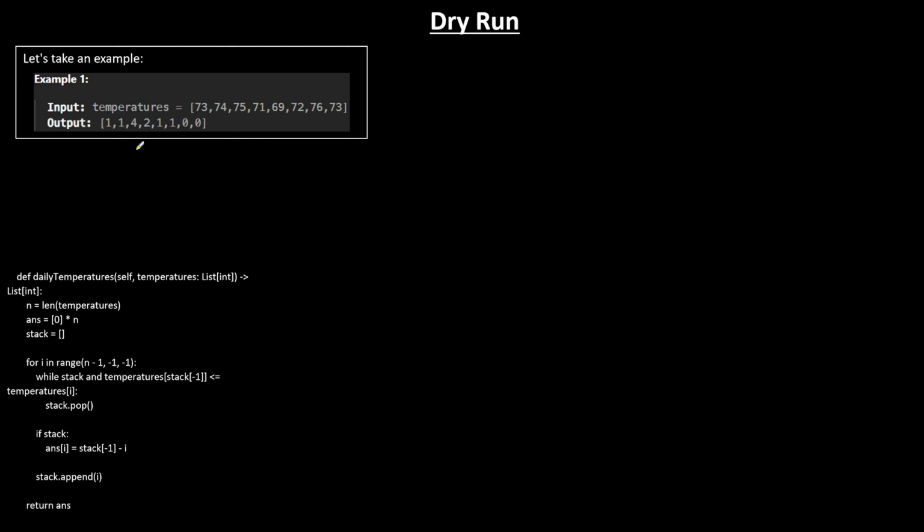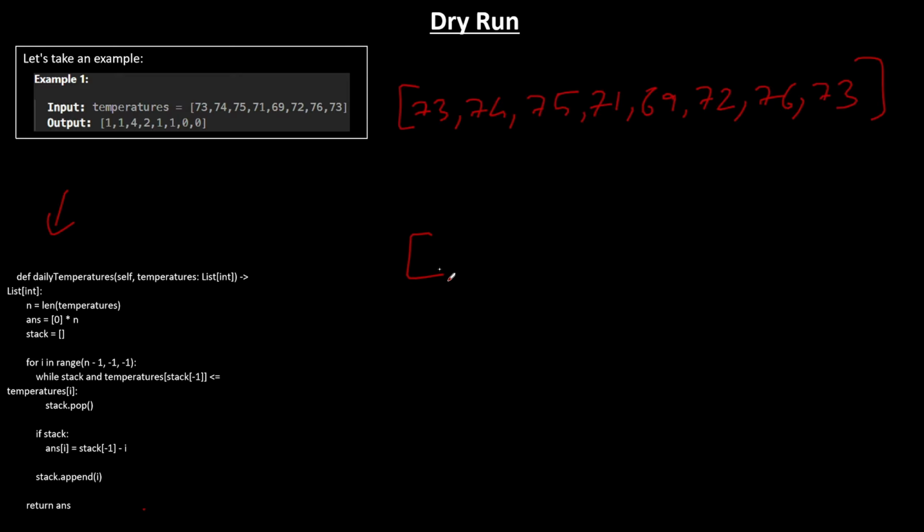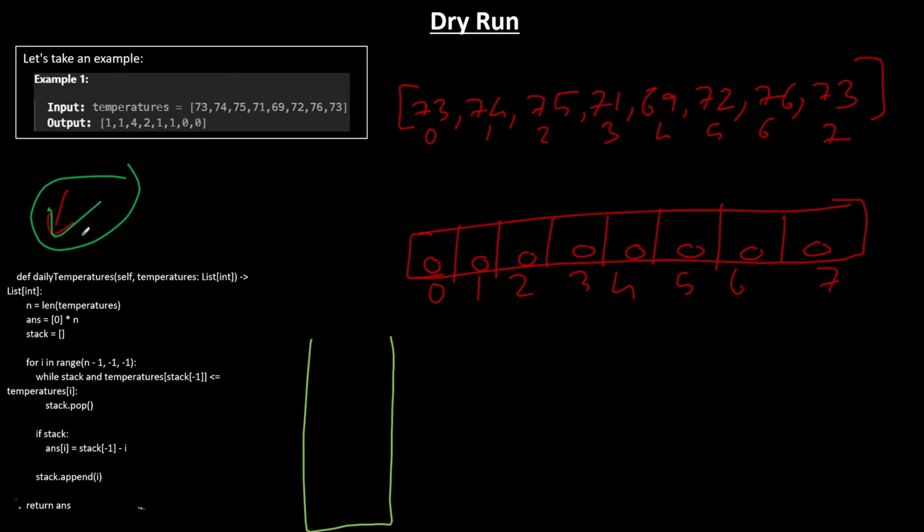Now, since we have the understanding of the code, let's look at the dry run of the example. So let's take this example already. It's 73, and I have also brought down the code here for our better understanding. Okay, let's begin. So we have the stack here. We have the answer array with us initialized with 0, right?